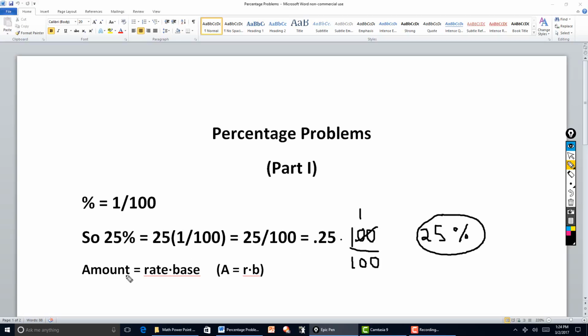Now your formula: the amount is equal to the rate multiplied by the base. So A equals R times B. That's your formula abbreviated. R stands for your percent, the rate. So multiply the rate and the base, and you get the amount. In some problems you'll be asked to find A, in some problems you'll be asked to find R, and in some problems you'll be asked to find B. So we're going to look at some basic problems involving this type of concept.